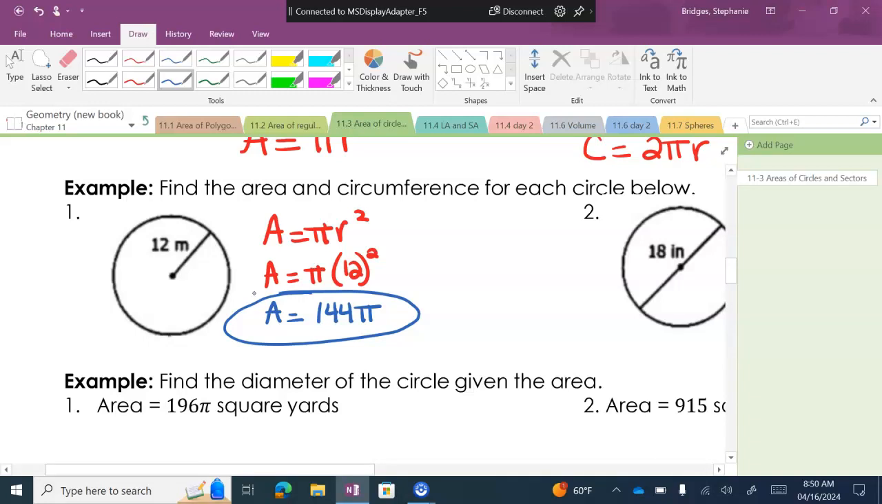Everybody know that? Now we're going to find the circumference. You told me I had the radius, so we're going to have to use the formula that has an r in it, and that is 2 times pi times radius. So what we're going to do is fill in that number. Your radius is 12.